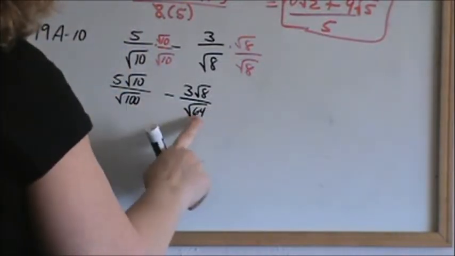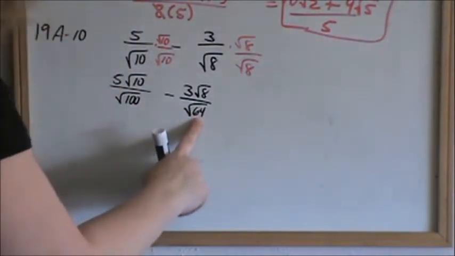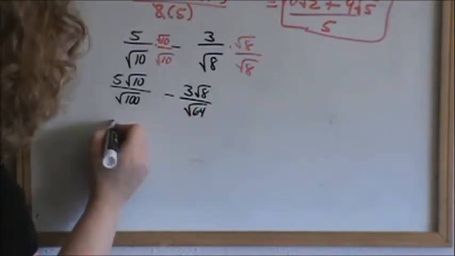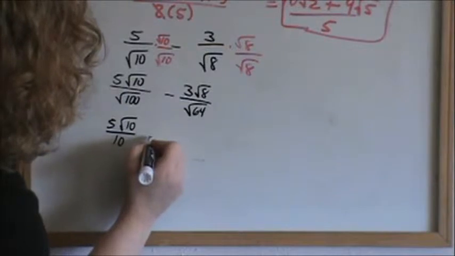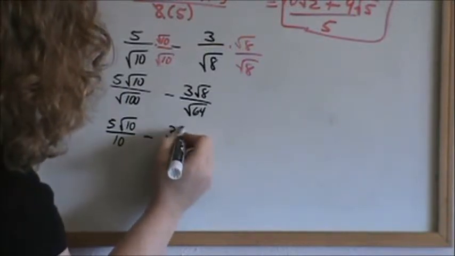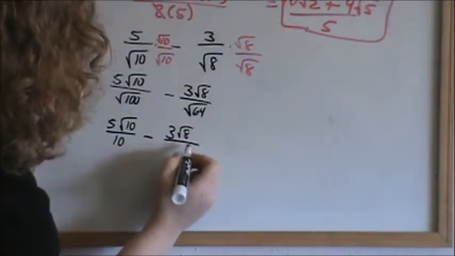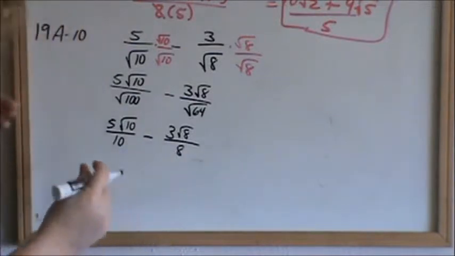Now I want to simplify these radicals in the denominator so I can get rid of the radical. So this becomes 5 square root of 10 over 10, 3 square root of 8, and then square root of 64 is 8.